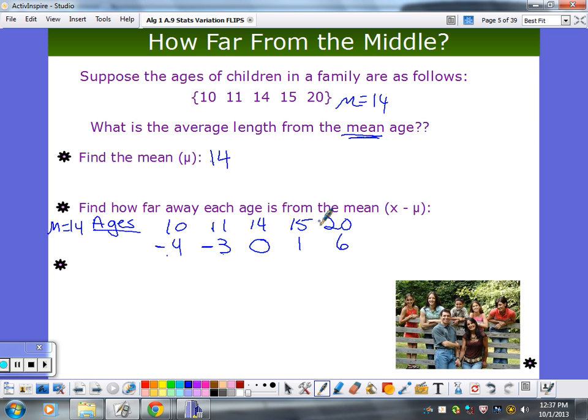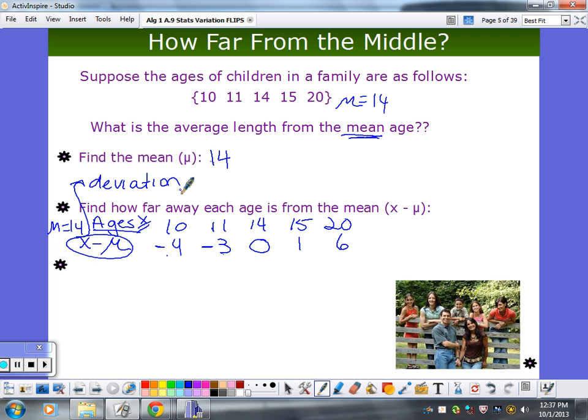If I call my data points x, how did I get there? I took the x and subtracted the mean. I asked, what's the data point, and subtracted the mean. In statistics, we call that value a deviation, meaning how far is it from the mean. So x minus the mean is a deviation.